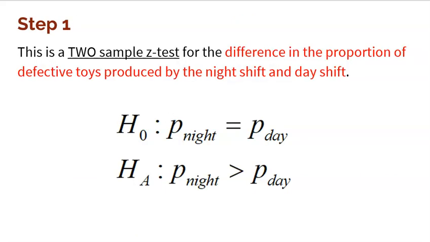Step one is to define what I'm doing. This is a 2-sample z-test for the difference in the proportion of defective toys produced by the night shift and day shift. My null has to be that there is no difference. They're exactly the same. I don't know what that proportion is, 8%, 9%, who knows? I just know that they're the same. The alternative is that the night shift really does produce a larger proportion than the day shift.